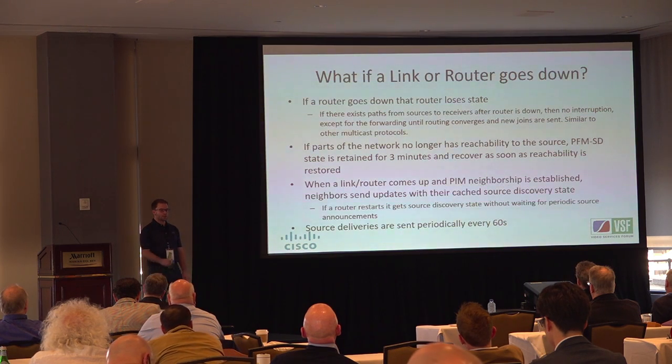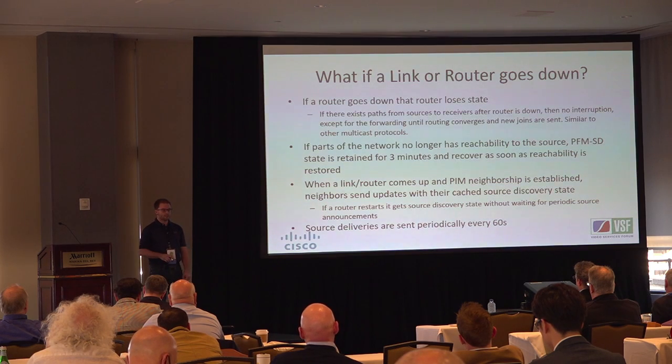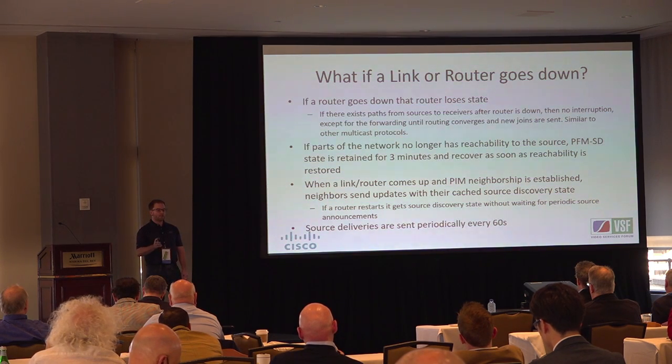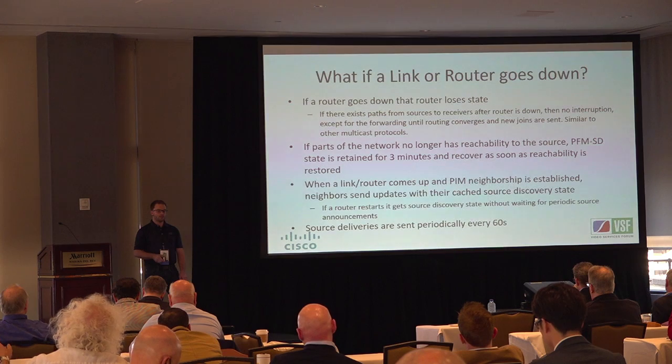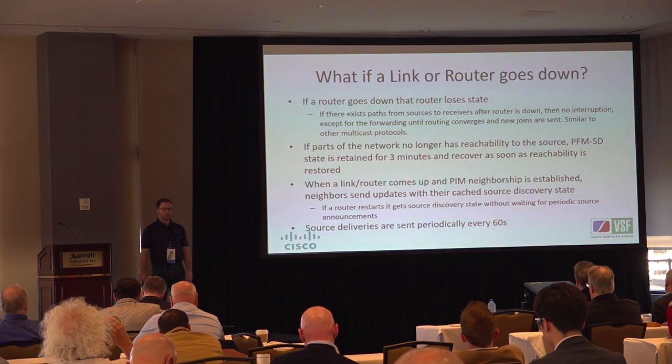So what happens if a link or router goes down? So if a router goes down, that router loses state. If there exists a path from the source to the receiver after a router is down, then there's no interruption, except for the actual forwarding time to change over which router is sending it, the new convergence, right? So it's similar to other multicast protocols in that way.